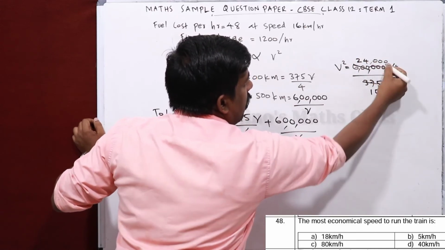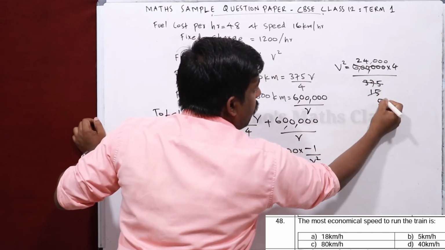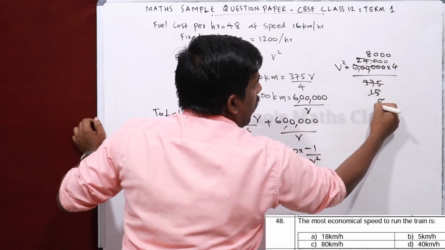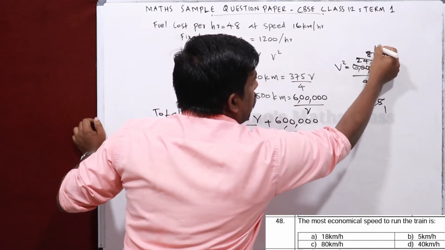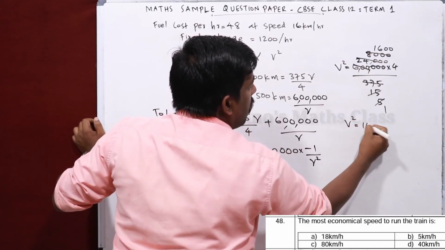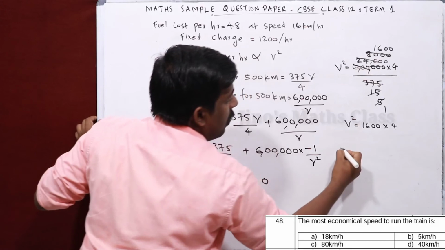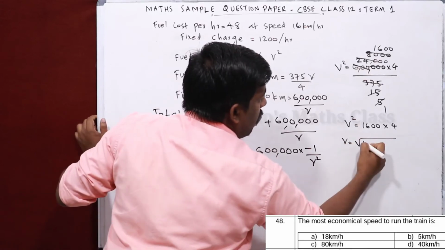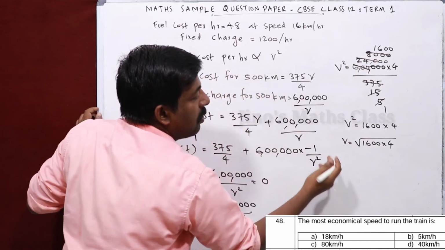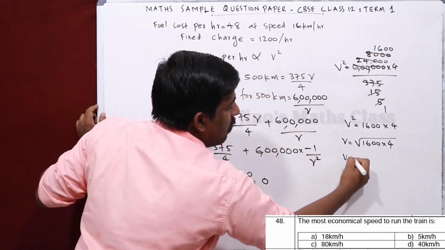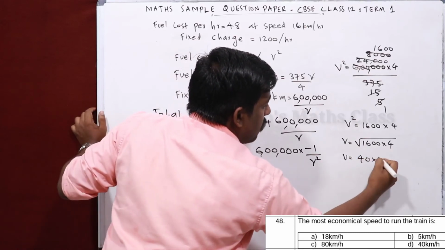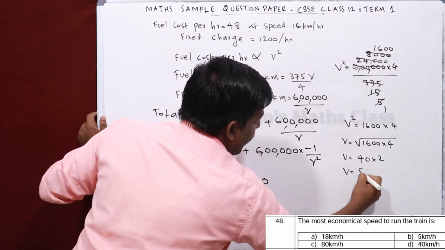Now we can cancel with 3. At the time this is 5, and here it is 8,000, right? Again we can cancel 5. At the time we are getting 1,600. So that means v square is equal to 1,600 into 4, or v is equal to square root of 1,600 into 4. Anyway we are taking positive square root. Why? Because it is about the speed, right? So v is equal to square root of 1,600 is 40, square root of 4 is 2. So v is equal to 80, correct?